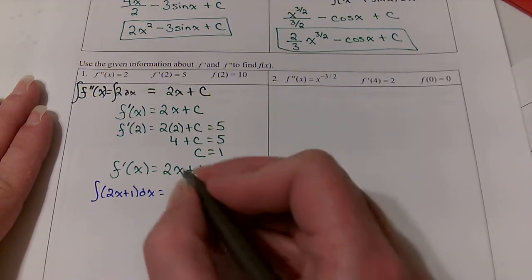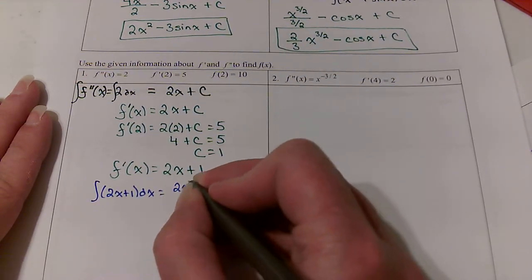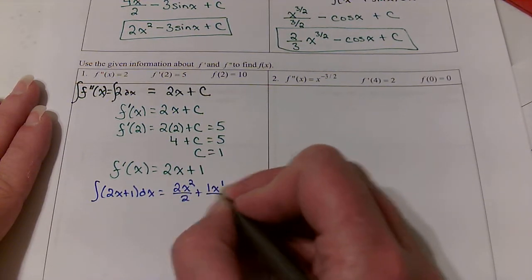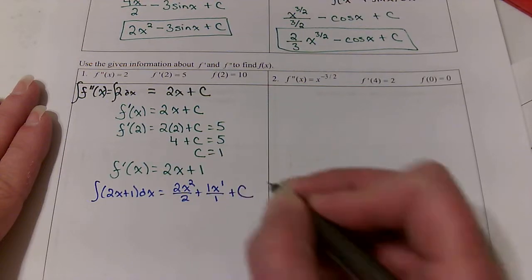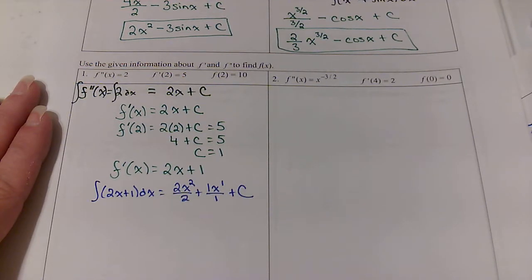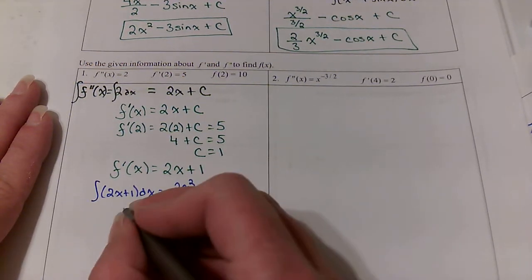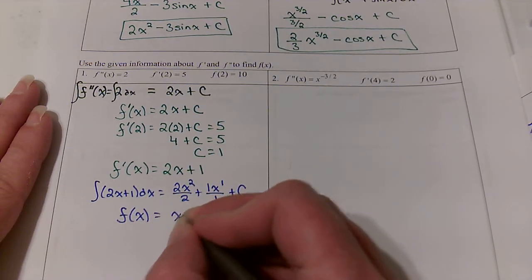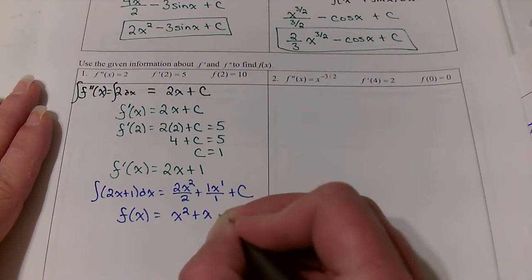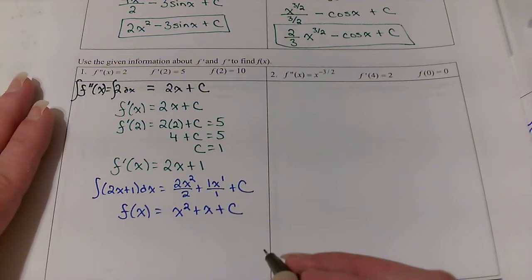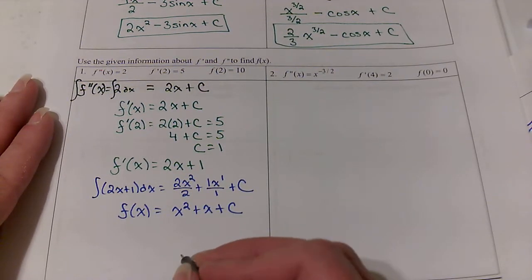The antiderivative of 2x plus 1 is going to be 2x squared over 2 plus 1x to the 1 divided by 1 plus another constant. Now this is a different constant. It may not be 1. Could it be? Sure. I don't know. I just know that now f of x is x squared plus x plus some constant c. Not necessarily the same c that we had there. That was just a placeholder.